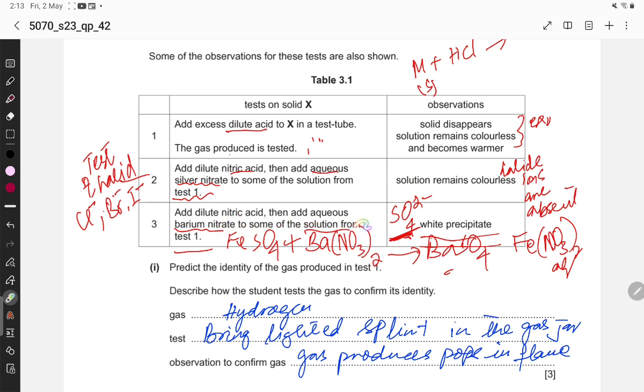Add dilute nitric acid, then add aqueous barium nitrate to some of the solution from test 1. If white precipitate is formed, it means sulfate ions are present. So this is the chemical reaction of this test.